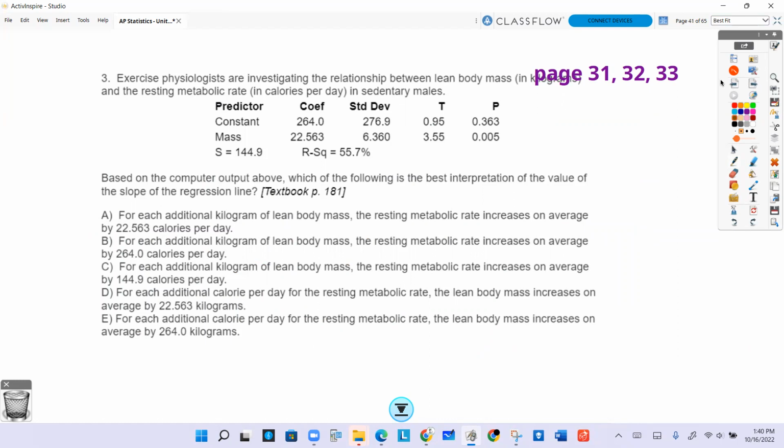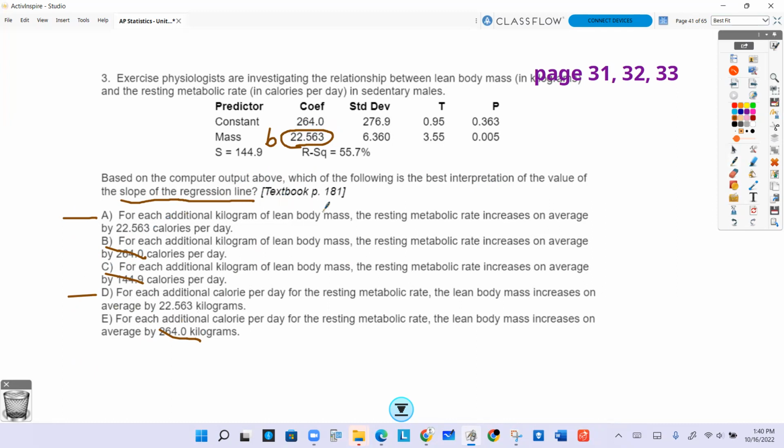rate in calories per day in sedentary males. Based on the computer output above, which of the following is the best interpretation of the value of the slope of the least squares regression line? Once again, we're looking for this number. That's your slope. So we can automatically eliminate anything that's not those. And now we're down to one of these two. So read through those interpretations.